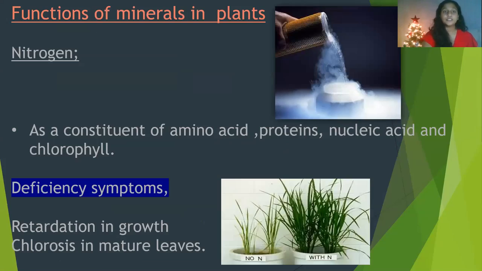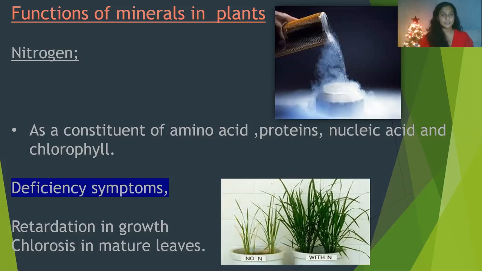Okay, then functions of minerals in plants. Nitrogen is the first one. In here, I have given you all liquid nitrogen, okay? Liquid nitrogen, but there are so many types of nitrogen. So here I have given you all liquid nitrogen.